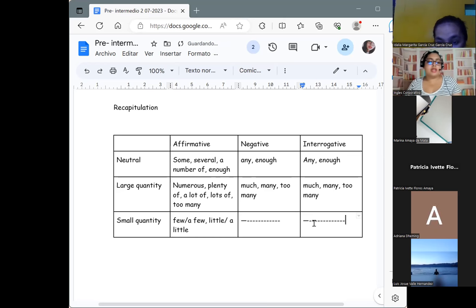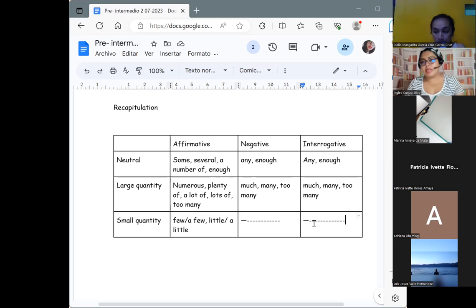Because we were saying yesterday that these kinds of words are not going to be used in a negative or an interrogative statement. Solo para las afirmativas. Few, a few, little, and a little. Solo lo vamos a encontrar en oraciones positivas. So that's why we don't have any words for the negative and interrogative forms, just for affirmative.